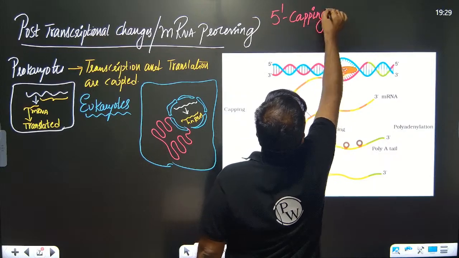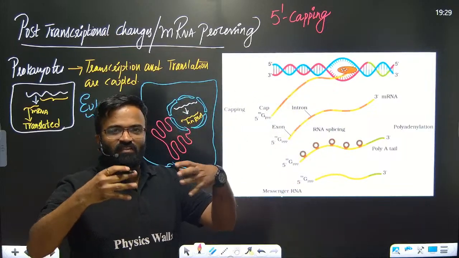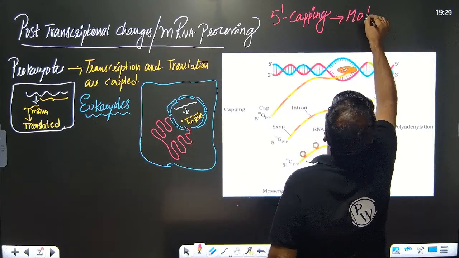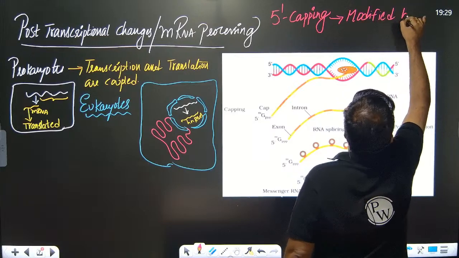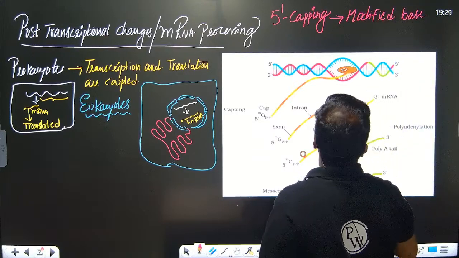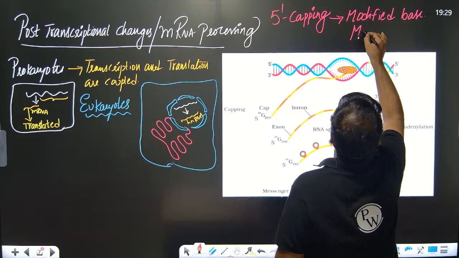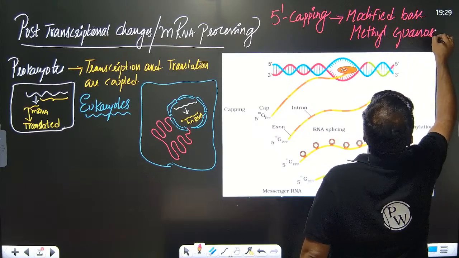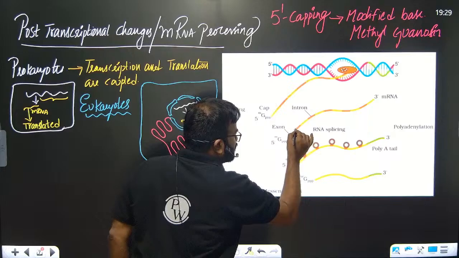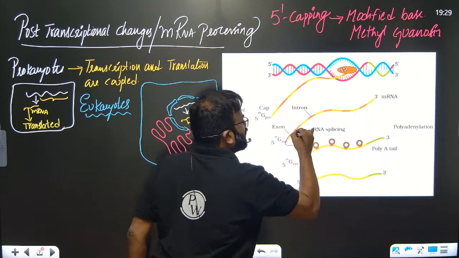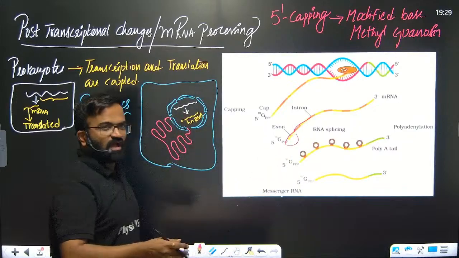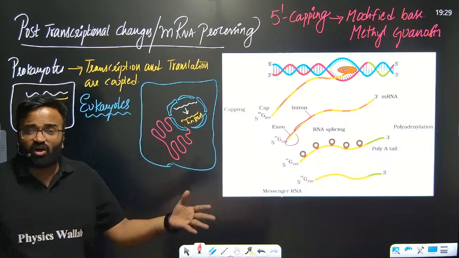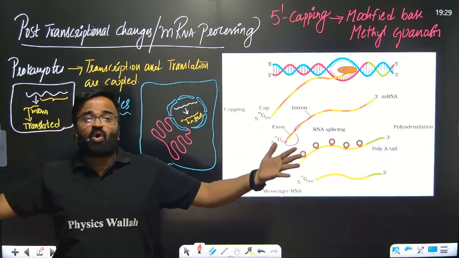5' capping, that means the 5' end will be protected by adding a modified base called methylguanosine. Just like a hat, it gets added like this to our 5' end. This is our hnRNA. Because of the added weight it bends like this, so that the 5' end is protected, because the ends are prone to nuclease digestion.